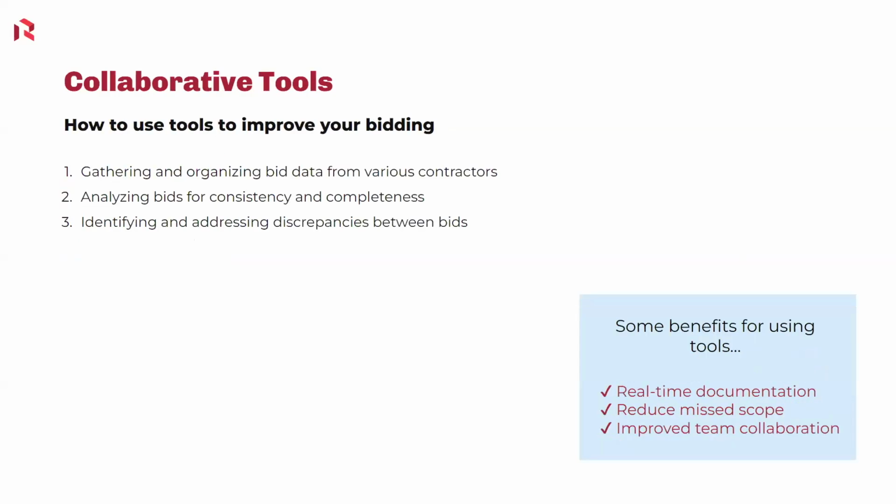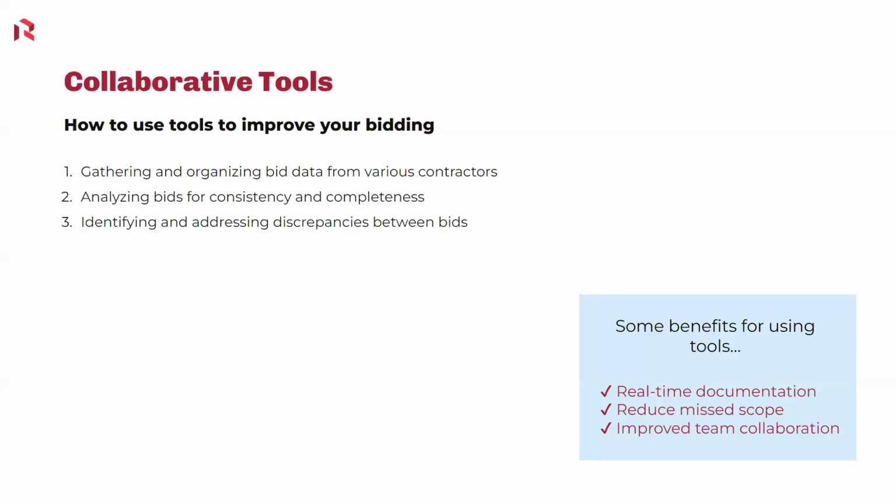All right, so collaborative tools. How do we start using collaborative tools to help improve the bidding process? Obviously, we are going to want to use tools that will help us to gather and organize bid data. Anywhere that we can use a tool that lets us collect that information in one place is already a good start. Obviously, we know that's something RedTeam can do.